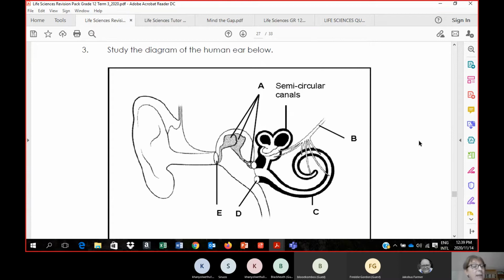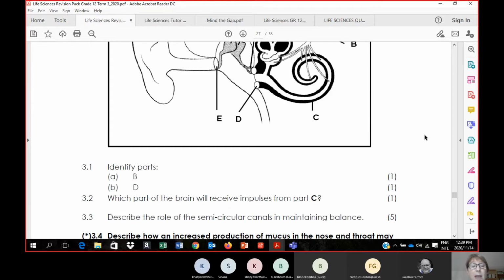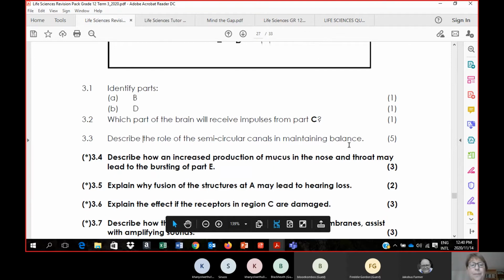Now, again, it's got some easier questions and some more difficult questions. Okay, so you need to identify certain parts. Okay, those are all short questions. Describe the role of the semicircular canals in maintaining balance. All right, so we're not talking about hearing now. Now we're talking about balance. You can do that. Now describe, and it's 5 marks. You're going to be describing a process, right? So you need to have quite a few facts there.